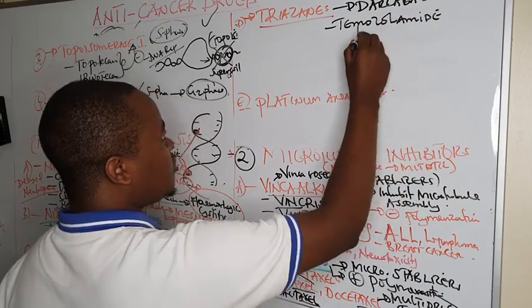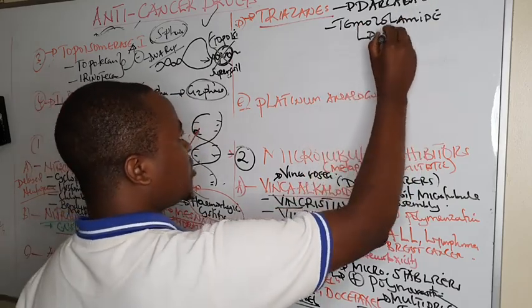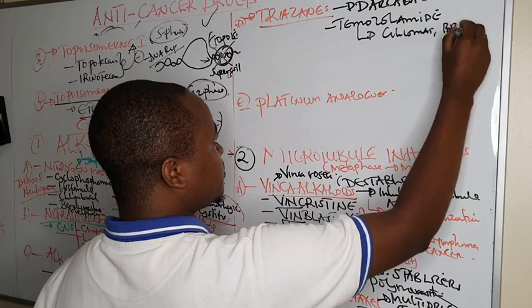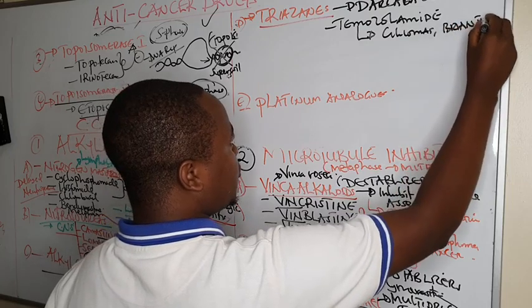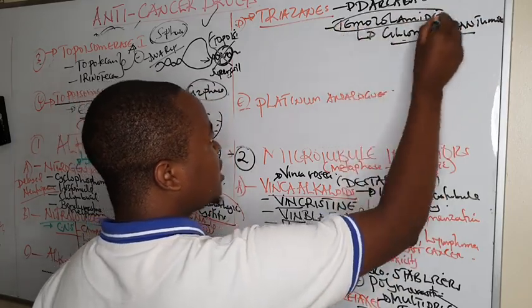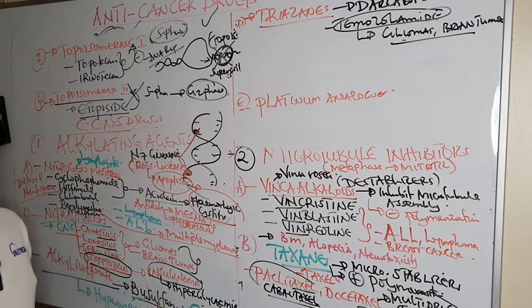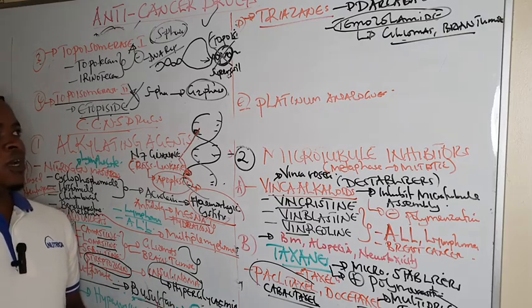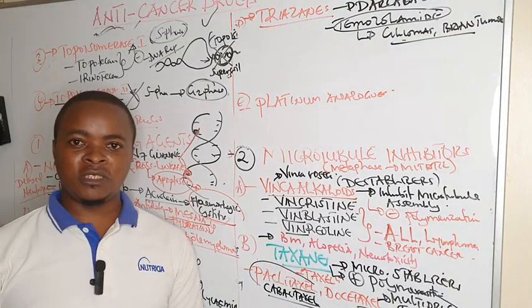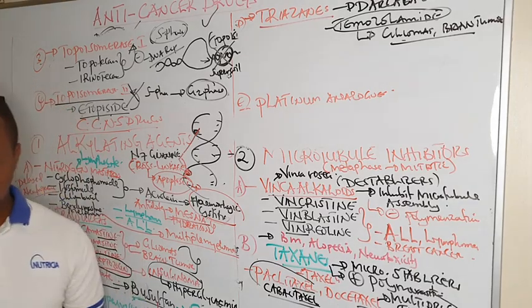Temozolomide is also a drug of choice currently for treatment of gliomas and brain tumors. So if you don't use nitrosoureas for treatment of brain tumors and gliomas, you can also use temozolomide as a drug of choice for treatment of those conditions.